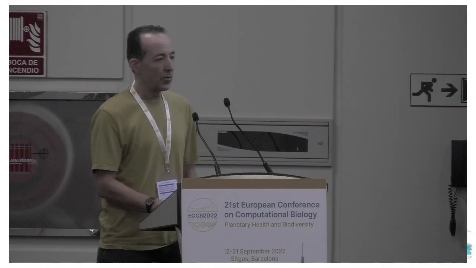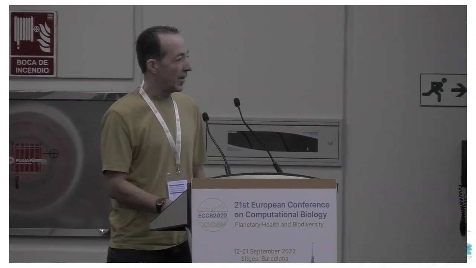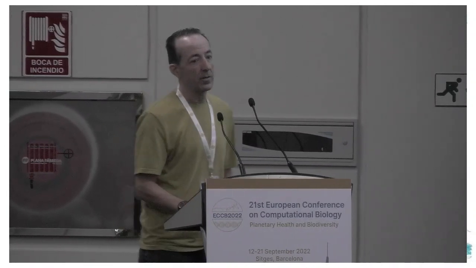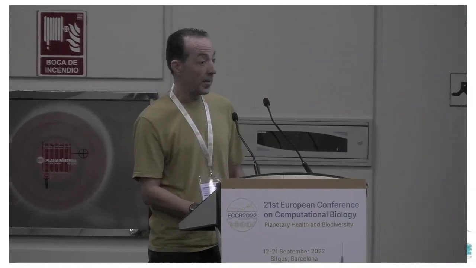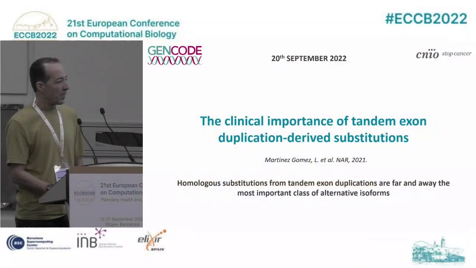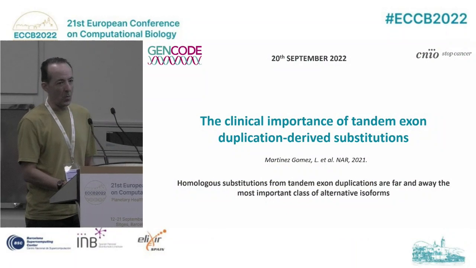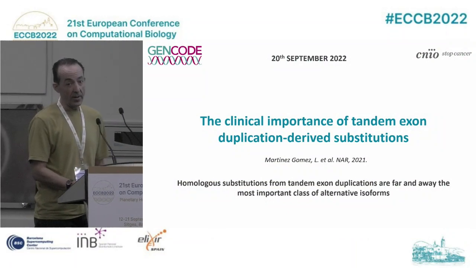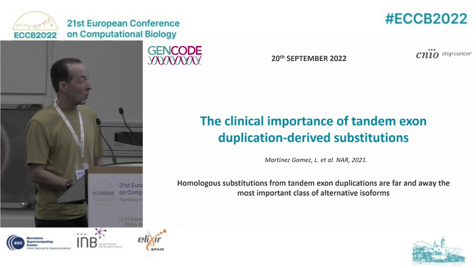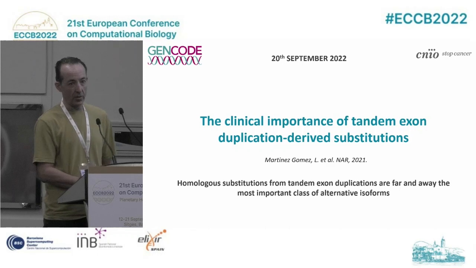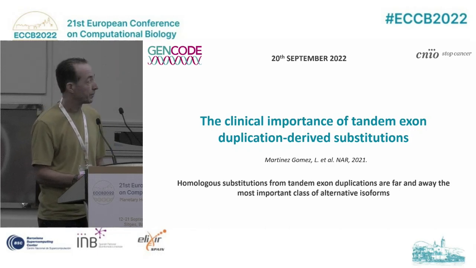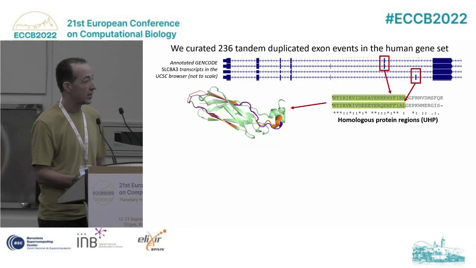Yesterday I gave a talk in which I showed that the vast majority of coding genes have a single main isoform. But even though this is the one message about alternative splicing that you really all need to take home, there are quite a number of genes that have important alternative isoforms, and so that's what I'm going to try and talk about today. One particular class of these are alternative splicing variants.